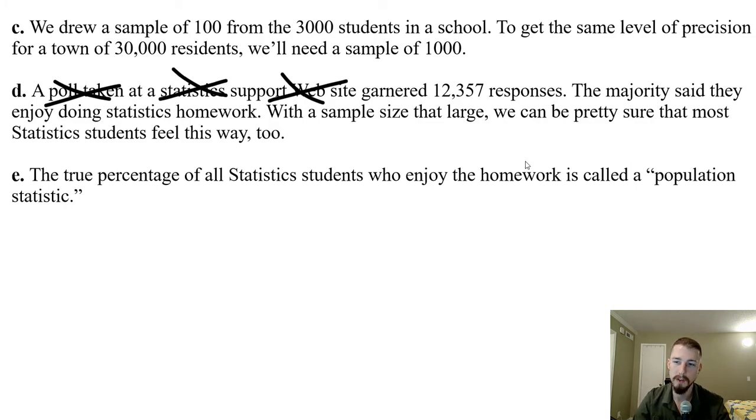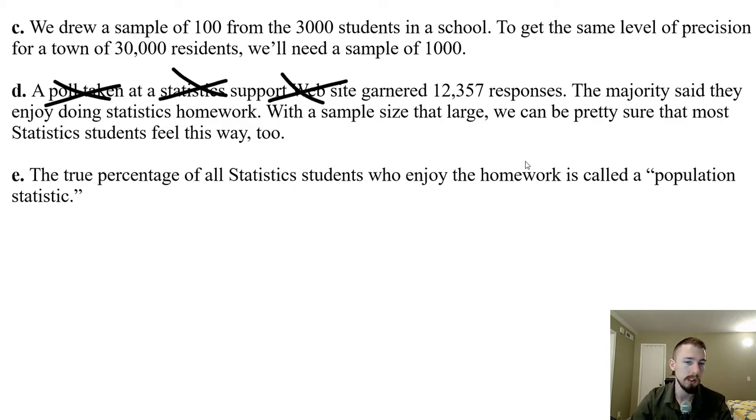Anyway, it's wrong on so many levels. Voluntary response: we didn't select them, we let them select us. It's not representative. Not everyone who's a stats student goes to that website, so you have undercoverage as well. And it's a convenience poll. Again, there's no randomization going on here at all. It's lazy, lazy, lazy.